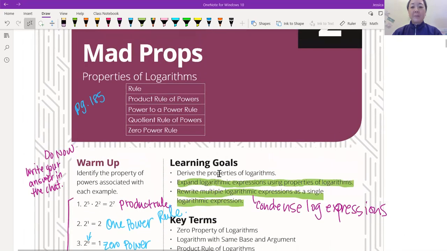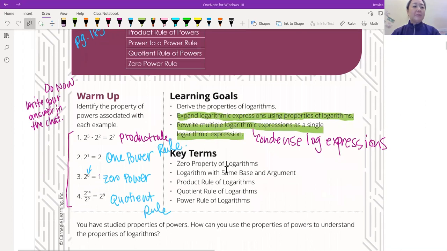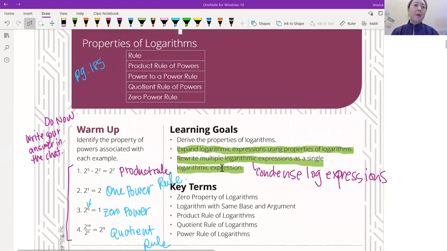So we are on page 185. If you're following along in your book, which you should, your book should be open to page 185. So M3 185. And please don't write your answer in the chat because we don't have that available for you right now. If you take a look at these, you need to identify the property of power associated with each example. And if you notice right here, I wrote down the rules up here, just as a quick reminder, because I don't even remember all the rule names. I just know what they are. I just may not know what the rule names are, right?